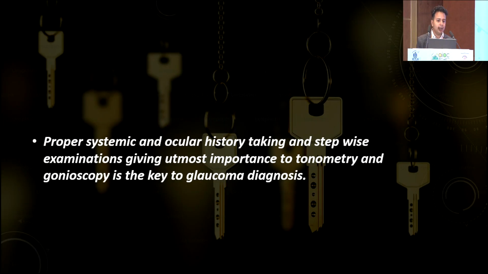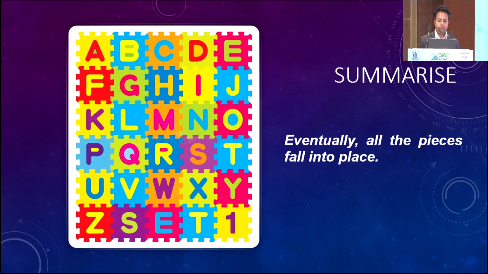So here is my ABCD of the glaucoma examination. A proper systemic and ocular history taking and stepwise examination, give utmost importance to tonometry, and gonioscopy is the key to glaucoma diagnosis. To summarize, eventually all the pieces should fall in place.